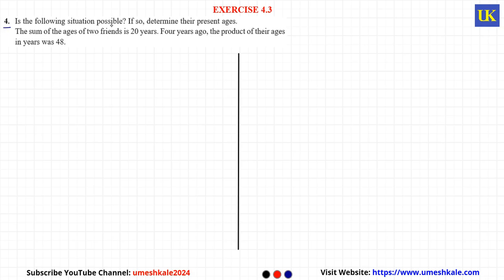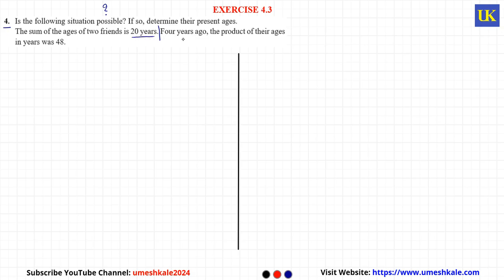Is the following situation possible? Whatever question they have given, they are asking whether this situation is possible and can we have a valid quadratic equation from this situation. If so, determine their present ages. So the question is related to the age of people. The sum of ages of two friends is 20 years. So there are two friends and the sum of both their ages is 20 years is what they are saying in this first sentence.